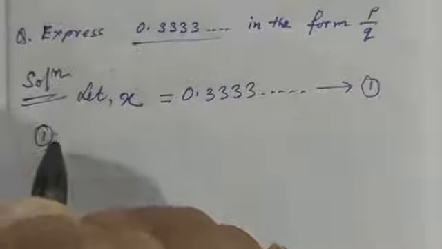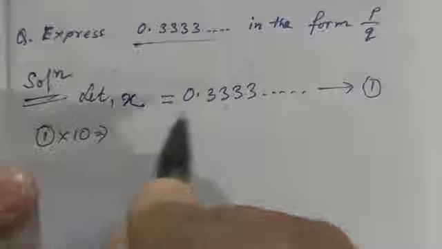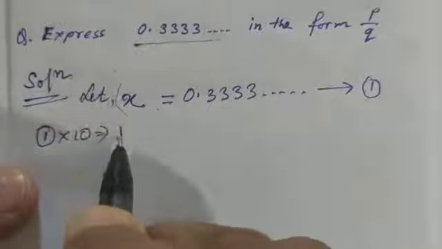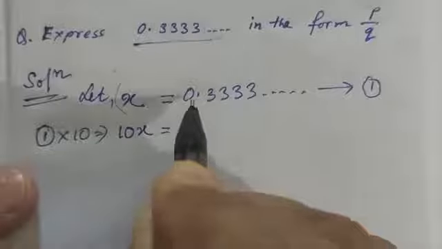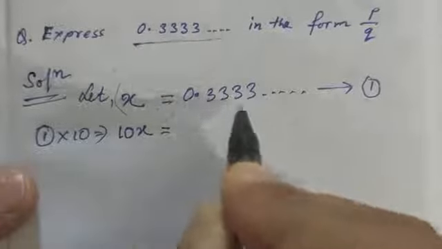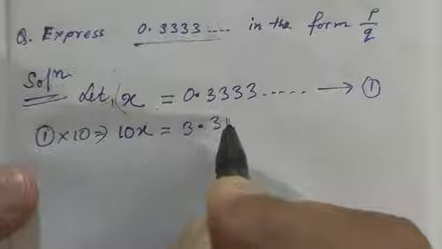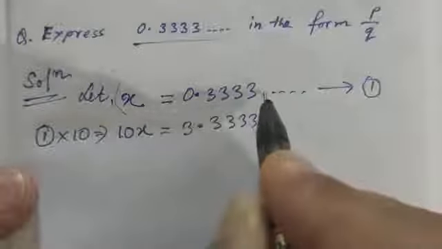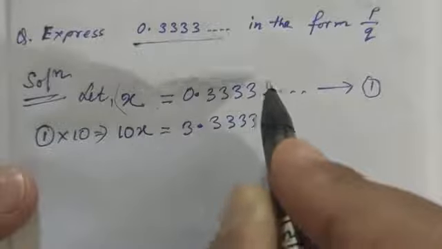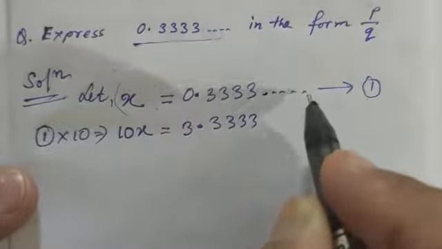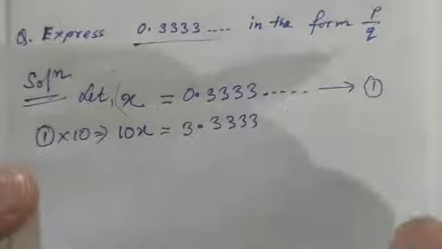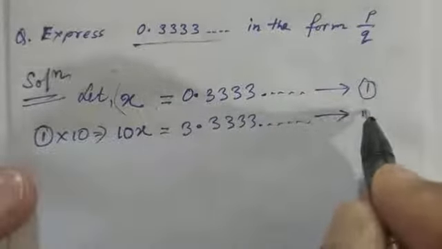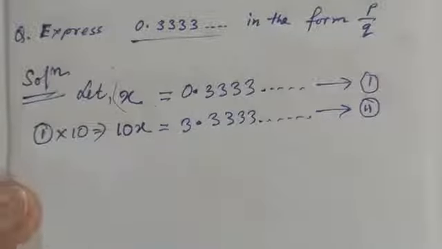So multiplying equation 1 entirely with 10, you will get 10 times x. If you multiply this with 10, then it will become 3.3333. You can write it as 3.3 repeating, because after this also 3 will be coming, and it is repeating up to infinity. Let us make it as equation number 2.